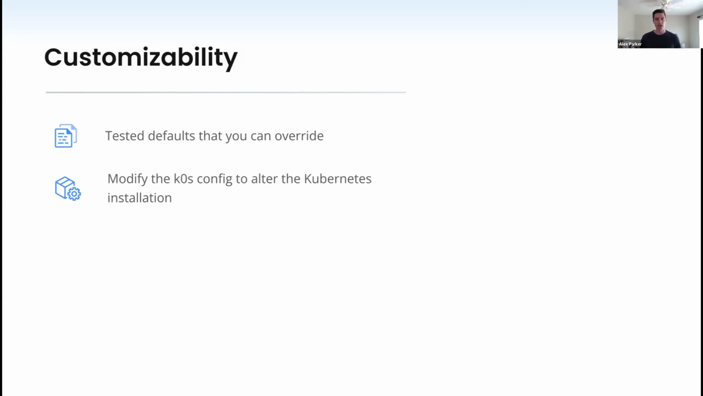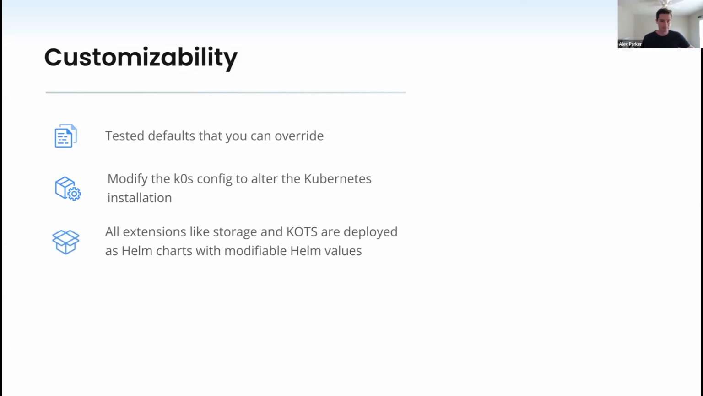So if you want to change the bind address for the API server for a customer's environment, or if you need to modify the node port range that's available because Kubernetes might default that to ports 30,000 and up, and you need some lower port numbers like 80 and 443, you can do those things out of the box with k0s and with embedded cluster by modifying that k0s config.